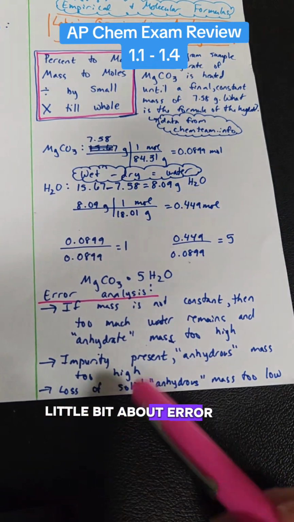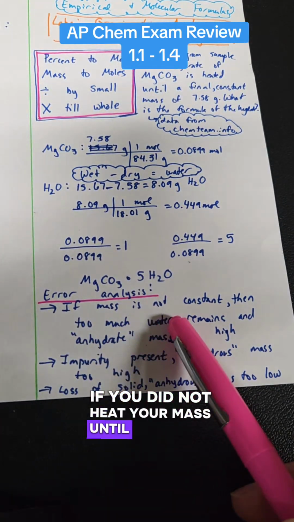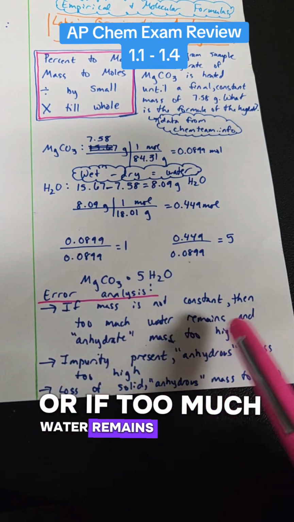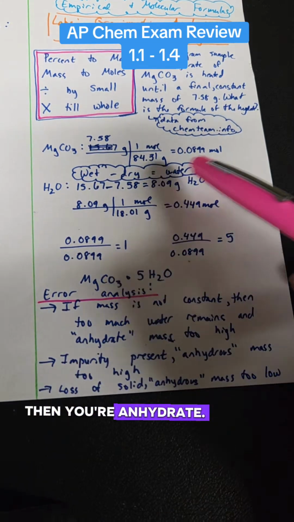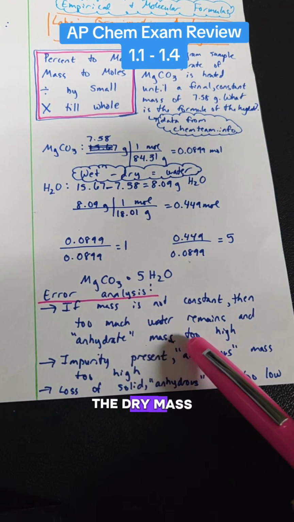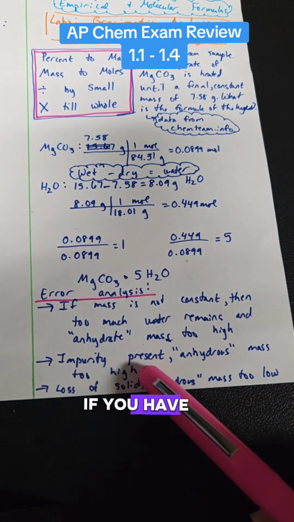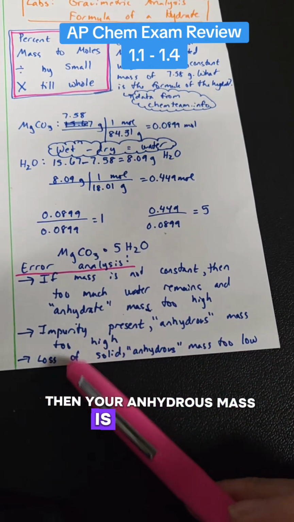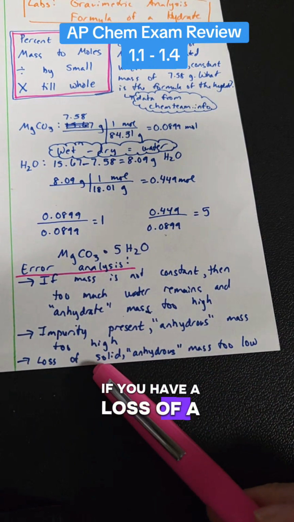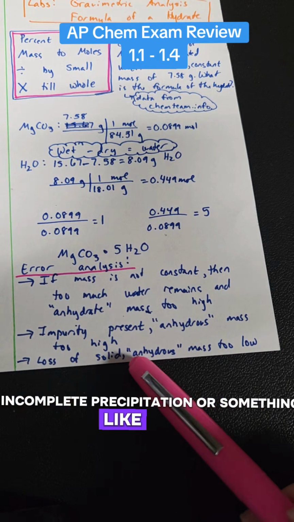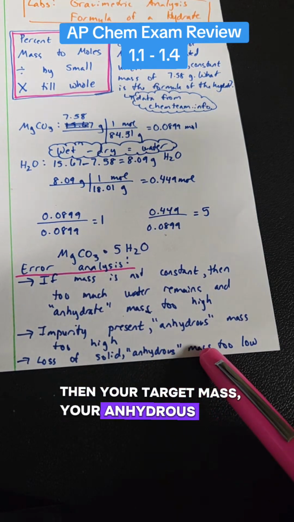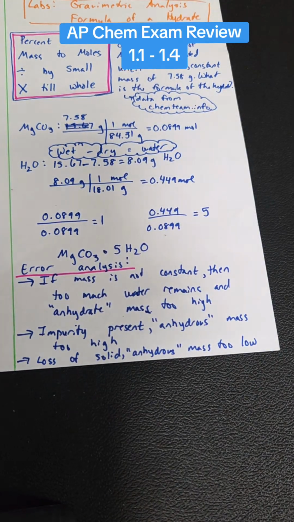Now, a little bit about error here. If you did not heat your mass until constant, or if too much water remains or whatever, then your anhydrate, this one, the dry mass, is then too high, and that's going to skew your data accordingly. If you have an impurity present, then your anhydrous mass is too high. Finally, if you have a loss of a solid or incomplete precipitation or something like that, then your target mass, your anhydrous mass, is going to be too low.